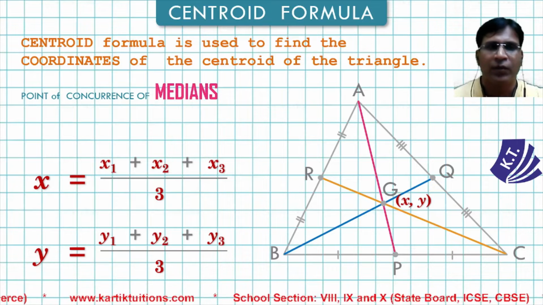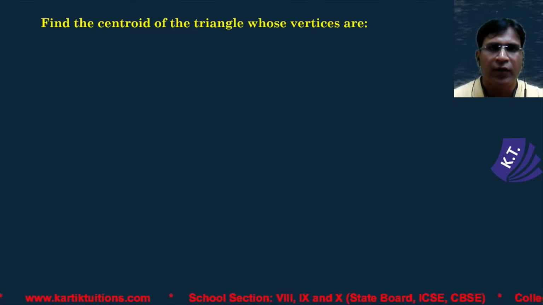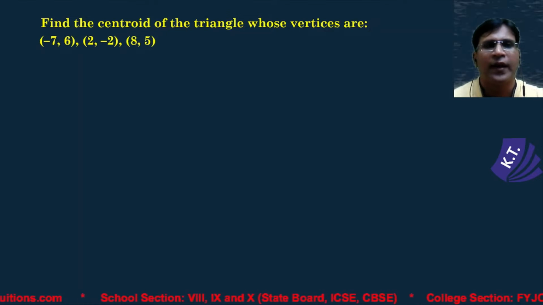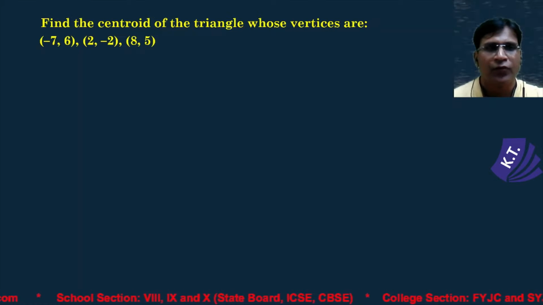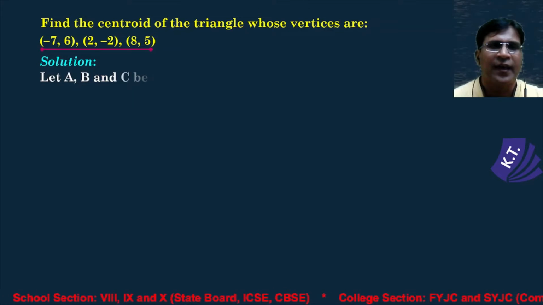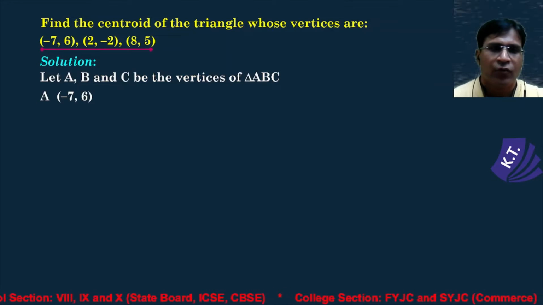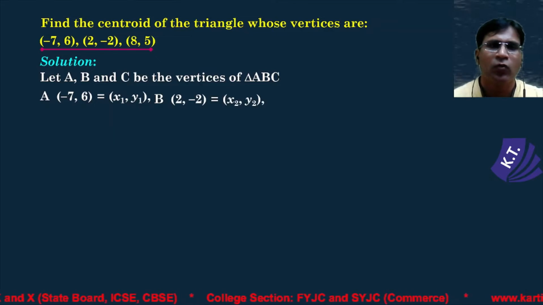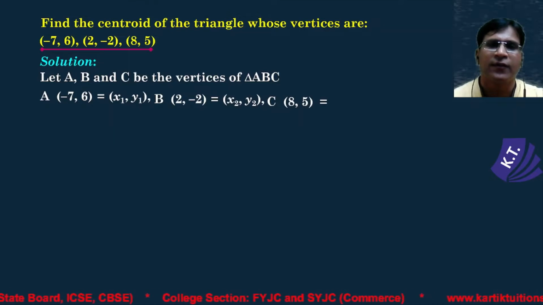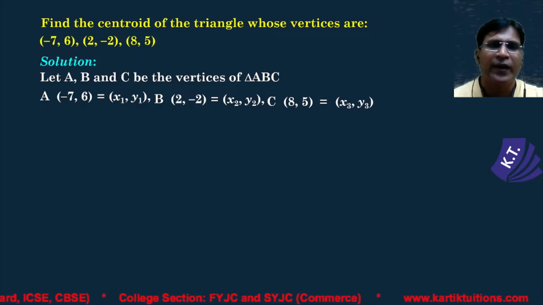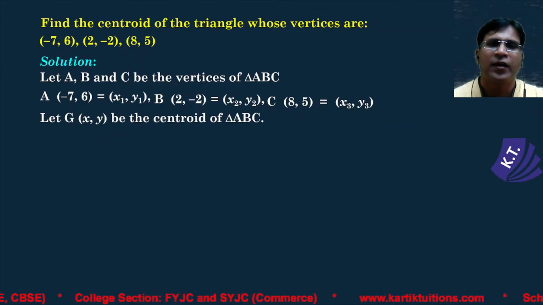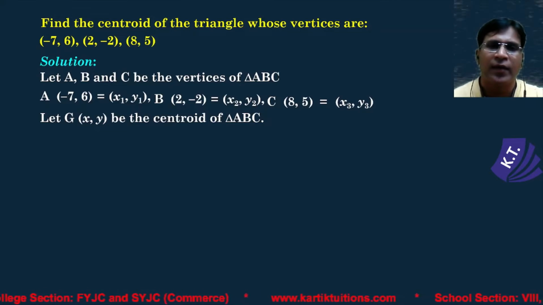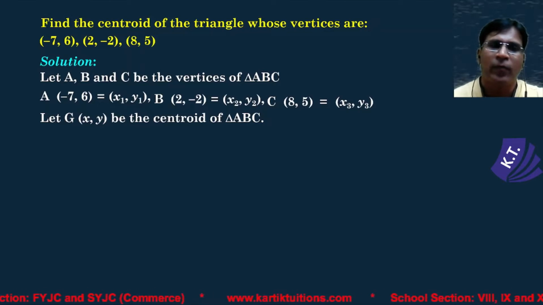Let's now look at one sum on it. Find the centroid of the triangle whose vertices are (-7, 6), (2, -2) and (8, 5). Now see here, we'll take these points as A, B and C. So A's coordinates become x1, y1, B's coordinates become x2, y2 and C's coordinates become x3, y3. As we have to find the coordinates of a centroid, we can directly apply the centroid formula. We'll take point G as the centroid of triangle ABC and its coordinates as x, y.